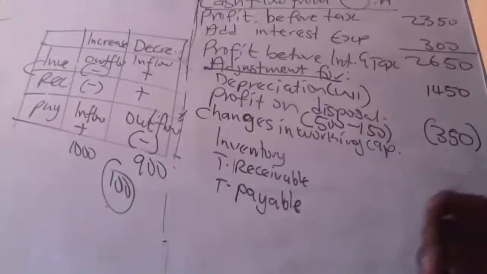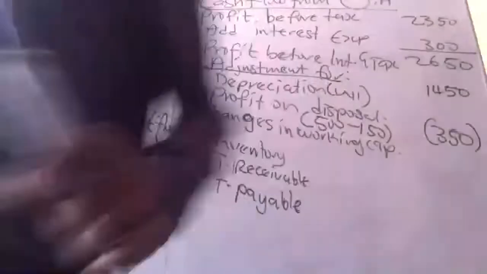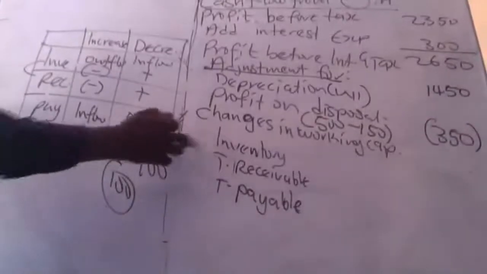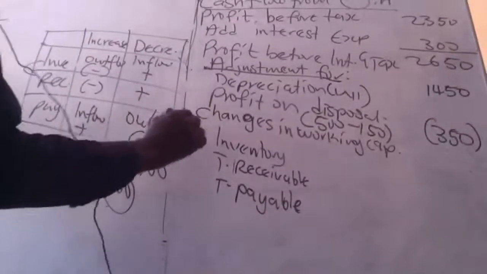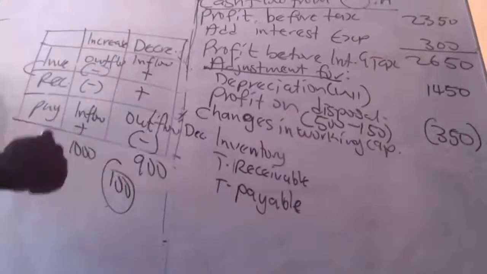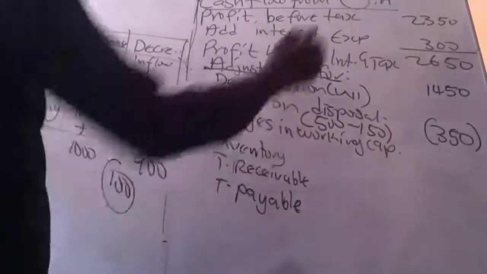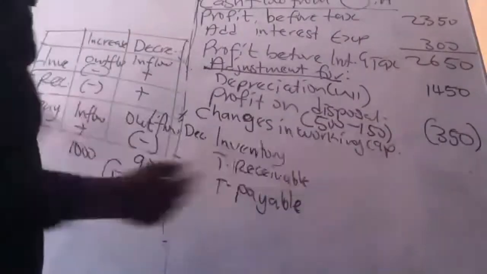Now that you know that it's a decrease in inventory, this is what you do. When you go to the face, you write inventory here. So you write decrease in inventory. Do your workings and put the answer here. The answer should be in the first column.